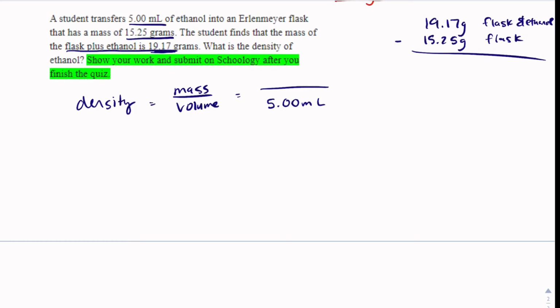19.17 minus 15.25, and we're going to get 3.92 grams. Okay, so 3.92 divided by 5, we're going to get 0.784 grams per milliliter. Sig figs, though, we've got to consider. This one has 3, this one also has 3, so this is a really good answer because it also has 3.